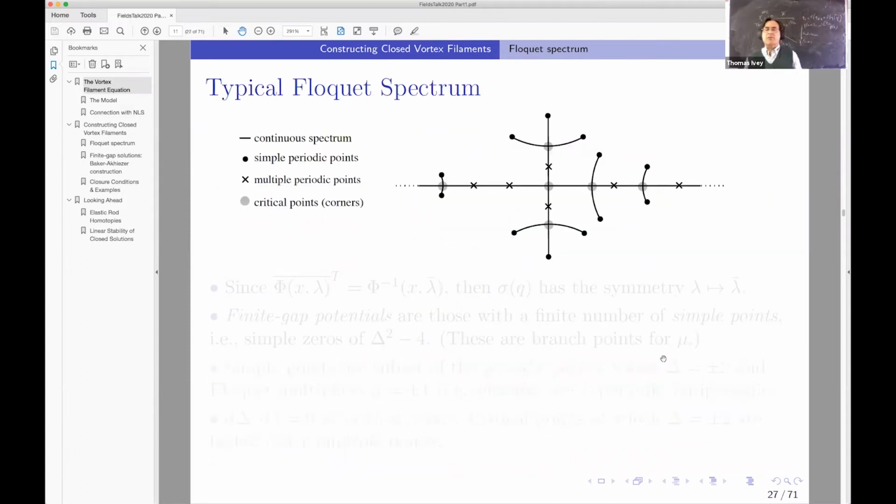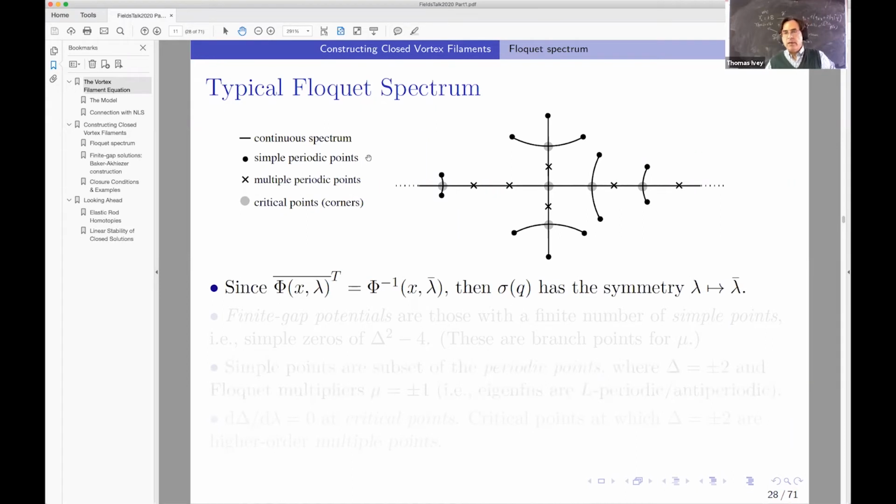So what does a Floquet spectrum look like? Well, as I said, it contains the whole real axis, but it will also contain branches that come off the real axis and maybe even disconnected ones I haven't drawn here. And those branches will terminate in what are called simple periodic points. Moreover, the Floquet spectrum is symmetric under complex conjugation because of a certain symmetry in the transfer matrix.